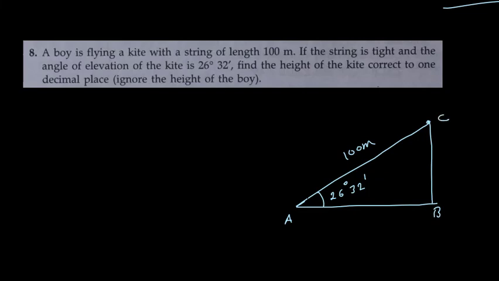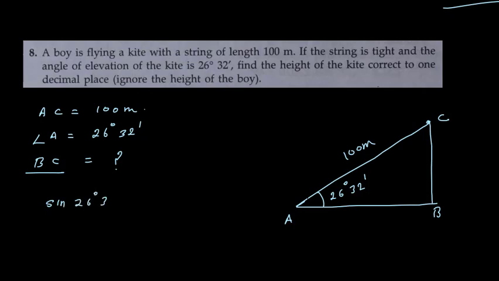So A given, B given, C. Now AC is given. AC is 100 meter. Angle A is given, 26 degree 32 minute, and we have to find the height of the kite, that is BC. Now you see what is the relation between this angle A, this AC and BC. Is it sine of this 26 degree 32 minute? That will give you the relation. It will be opposite upon hypotenuse, so BC upon AC.